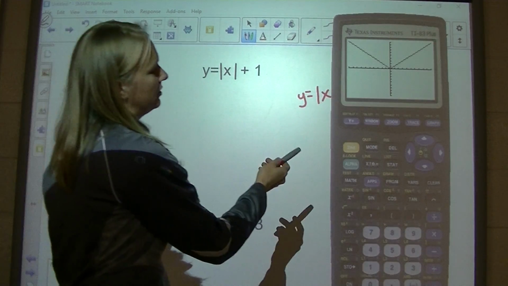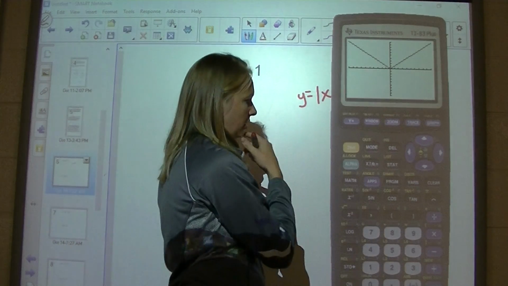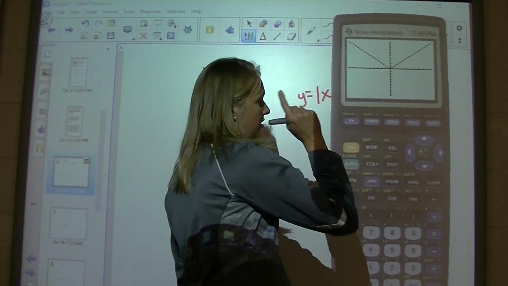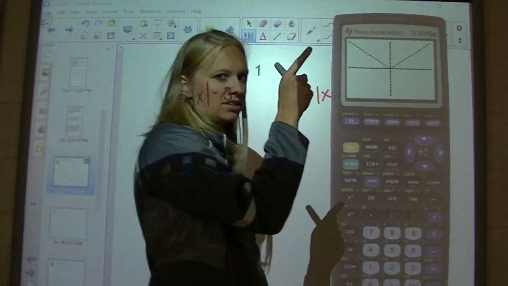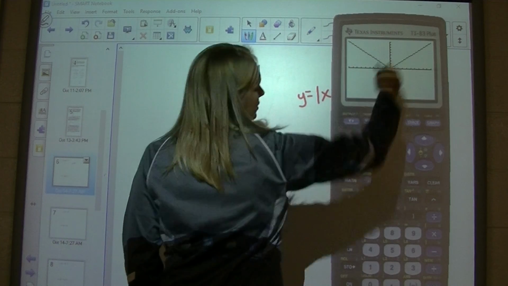Okay, now you'll see I have already graphed here. I turned it on and went to y equals, and your absolute value feature is actually under math. You'll see it, I think you have to go over one, and it's like the first option there. It says ABS parentheses. So when you graph it, you get this.